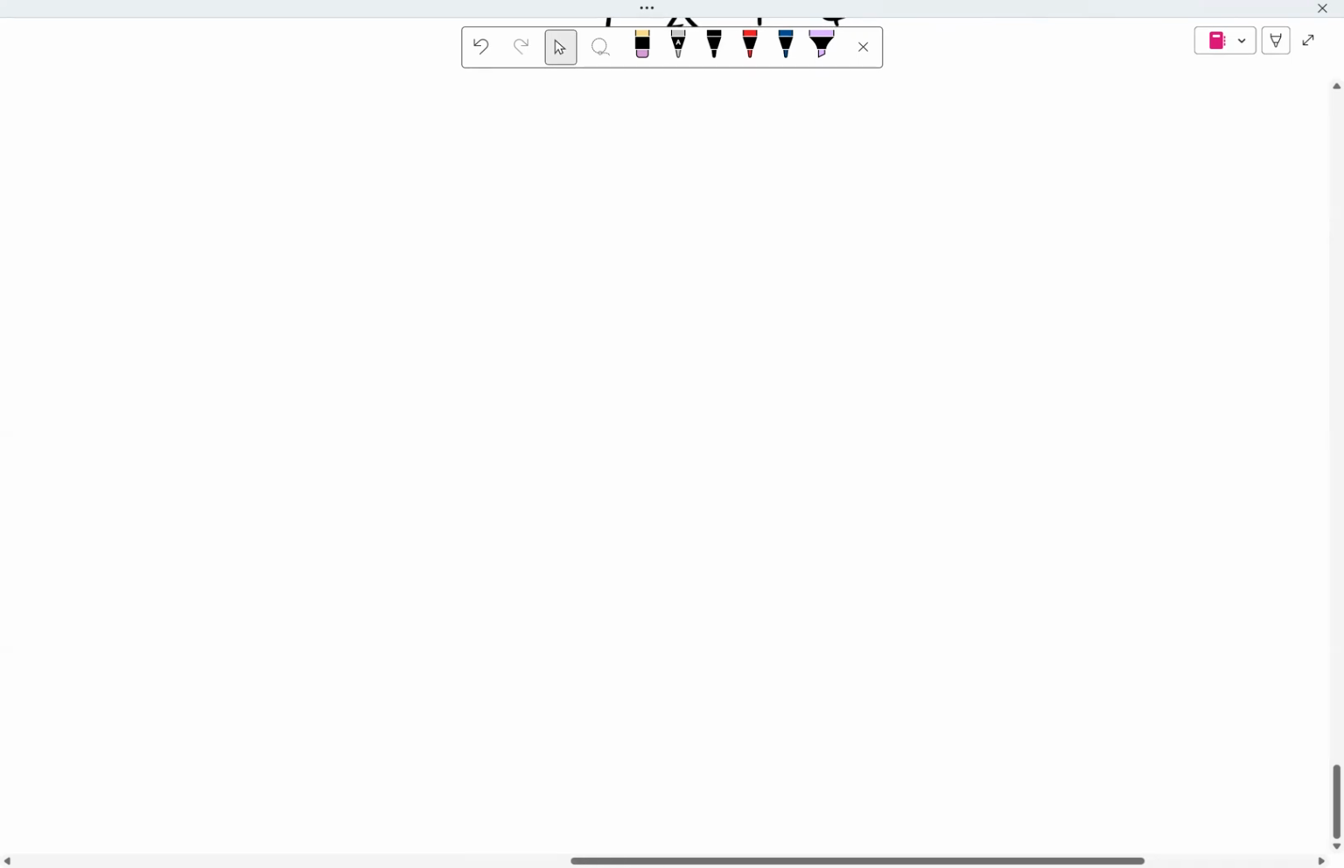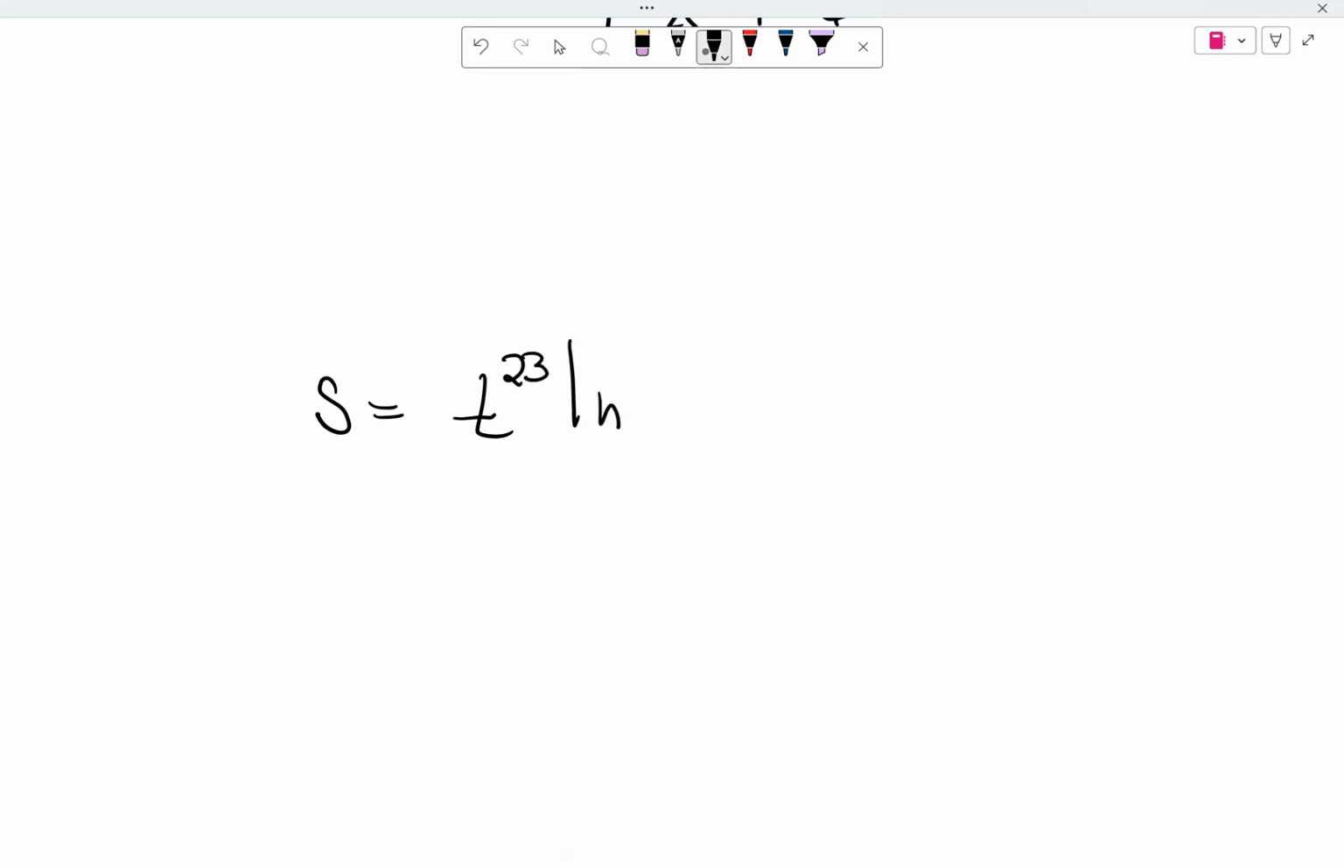Let me give you this question. This one is a little funny. It's another product rule question. So this says S is equal to T to the 23rd power times the natural log of the absolute value of T. What do you think? Call it number 6. This is also product rule, believe it or not. Is it T to the 22?